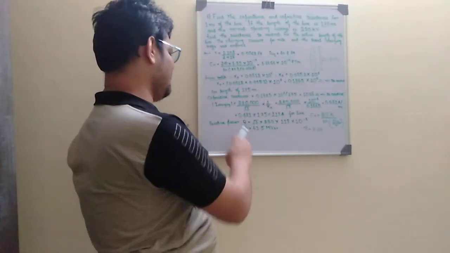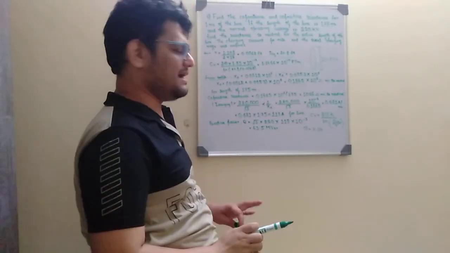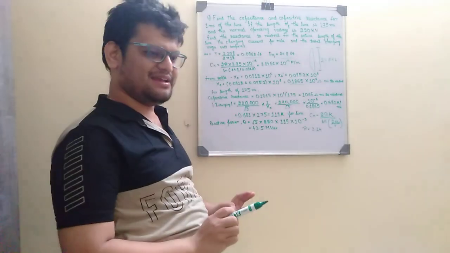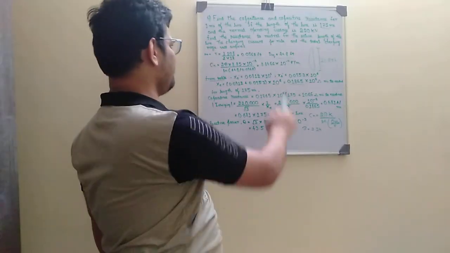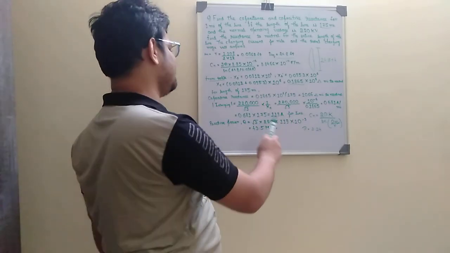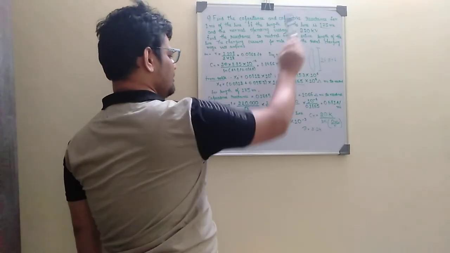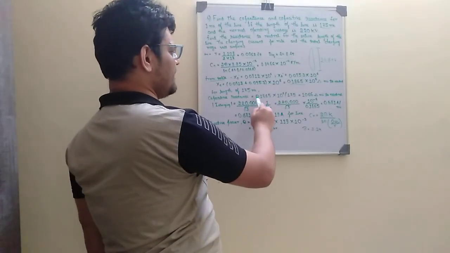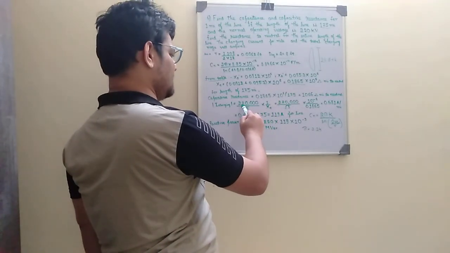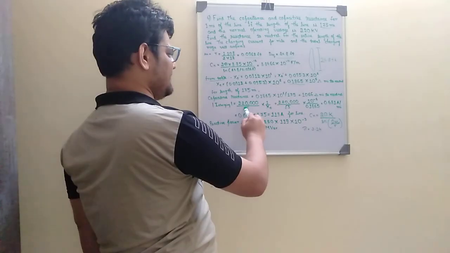Now we have to find the charging current. What is the charging current? We know I is equal to V by R, a general formula we studied in our school days. In power system analysis, we take 220 kilovolt. We are transforming the kilovolt to volt, so we are multiplying by 1000. So it is 2,20,000 divided by root 3.